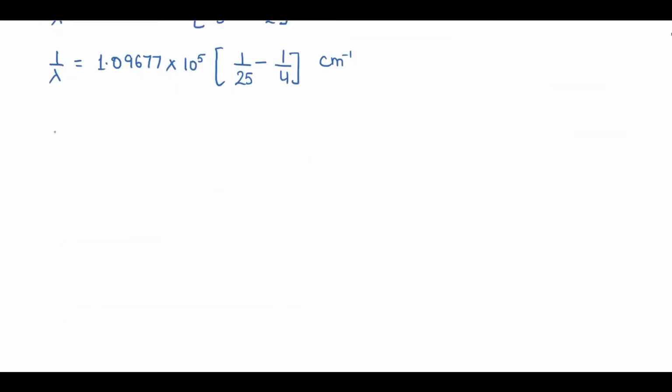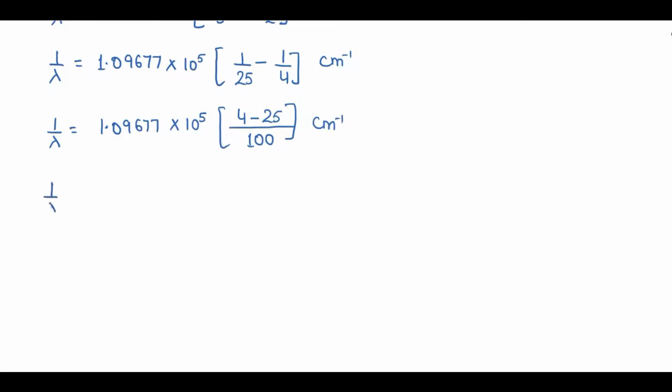Let's take the decimal of this value. So 1 by lambda equals 1.09677 into 10 raised to power 5. If I take LCM over here, so 25 into 4, that will be 100, right? So 100 divided by 25, that will be 4. 4 into 1, 4, minus 100 divided by 4, 25. 25 into 1, that will be 25. Centimeter inverse is your unit, right?